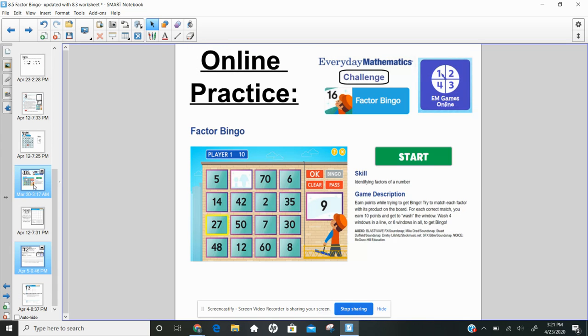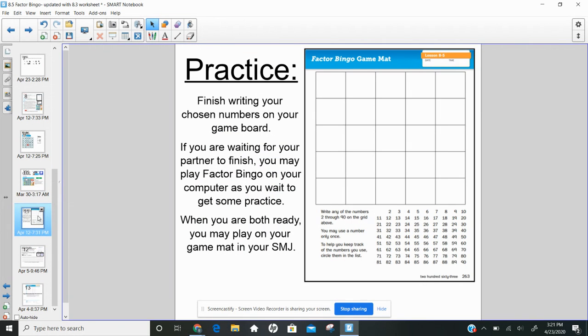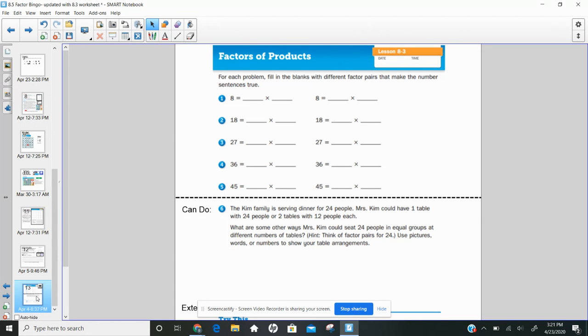You can play online, or you can choose to play in your student math journal. When you're done with that, I want you to just show me again what are some of the factors of the products that you have learned. And again, try this time on the UDO to do this without having to look at the resources. Again, if you need to, it's fine, but I would really challenge you to really practice that fact power.